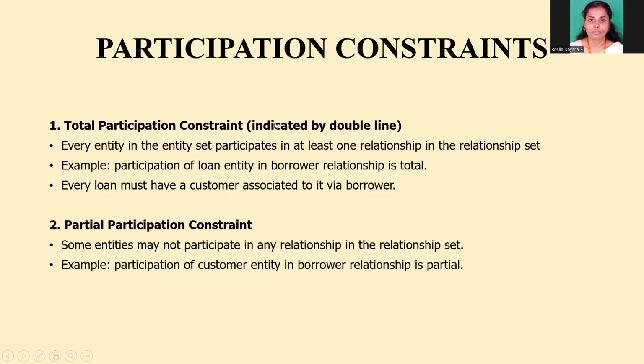The second type of schema constraints is participation constraint. Cardinality constraint we have seen. Now it is participation constraints. There are two types of participation constraints.